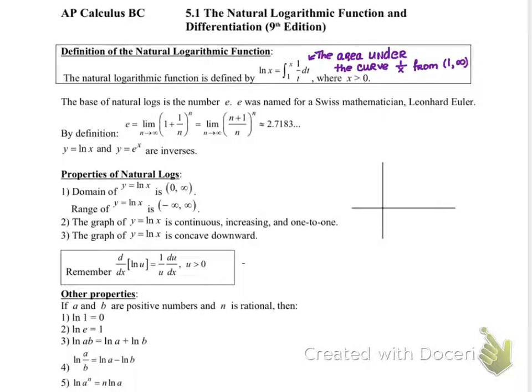I really don't want to go into that some more. If you're super confused, I will explain it to you in a tutoring session. So a logarithmic function is the area under the curve of 1 over x, basically.